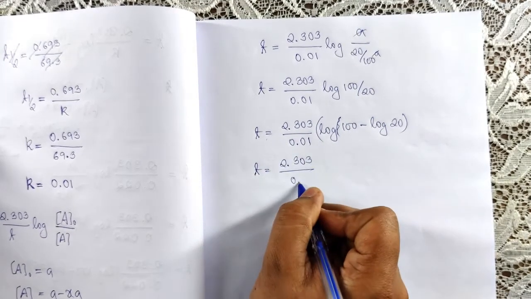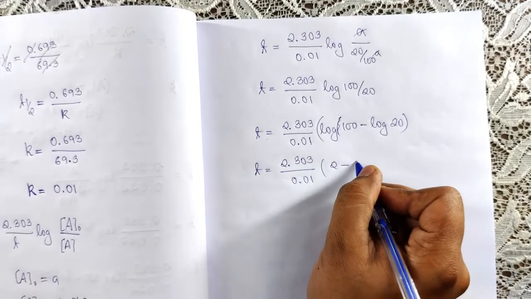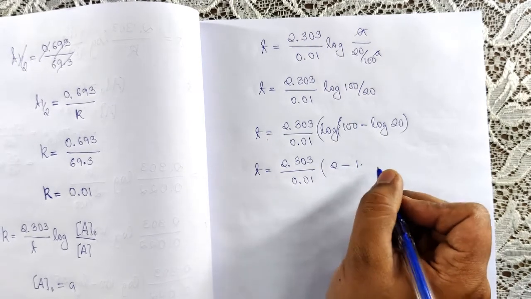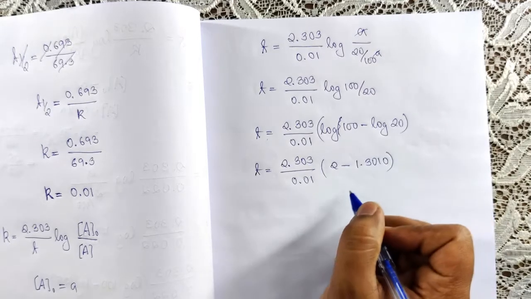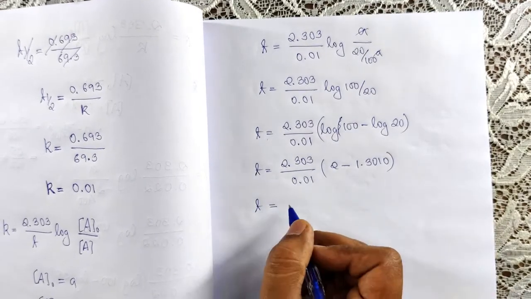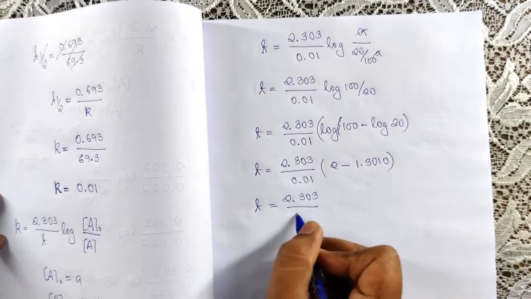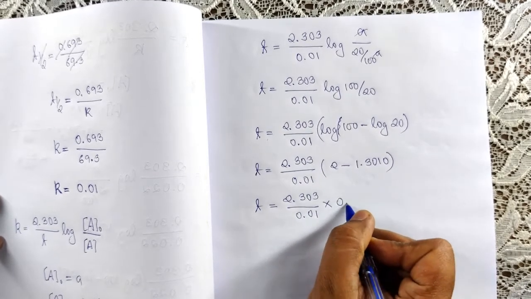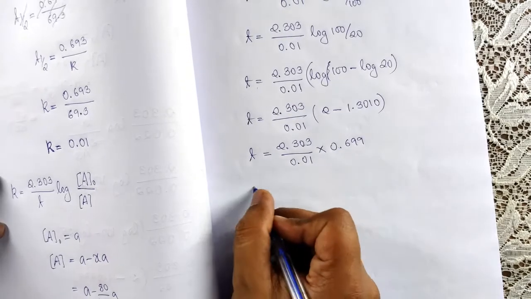So t will be 2.303 by 0.01 into log 100 is 2, log 20 is 1.3010. So if you subtract this, you will get 0.699. So now you multiply these two and take the antilog.